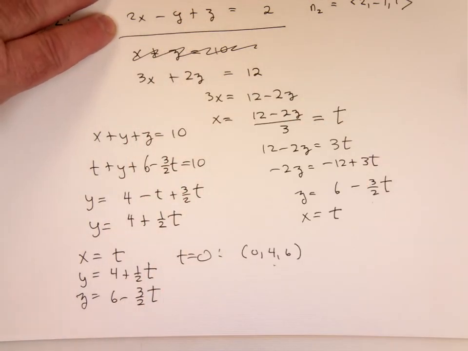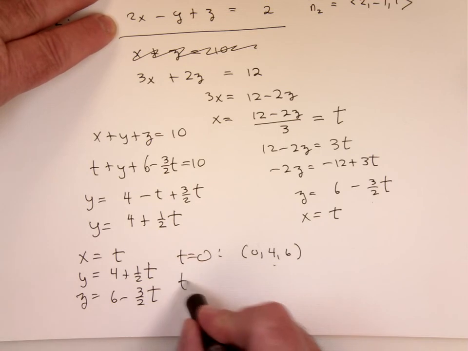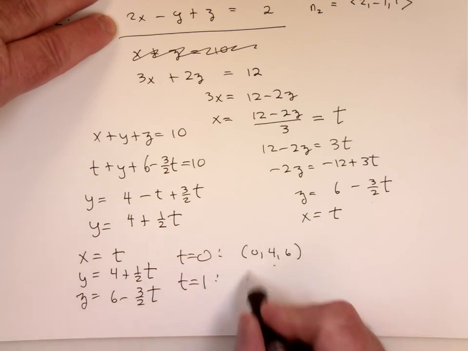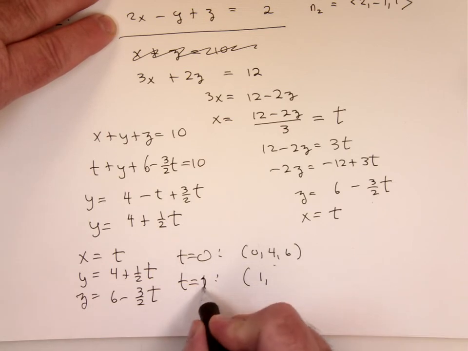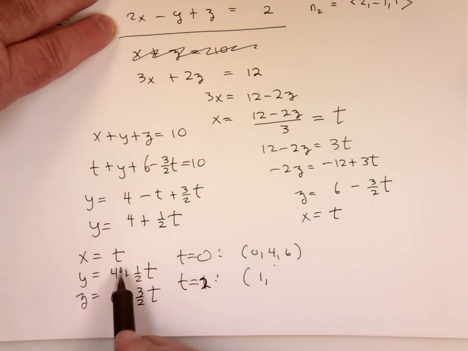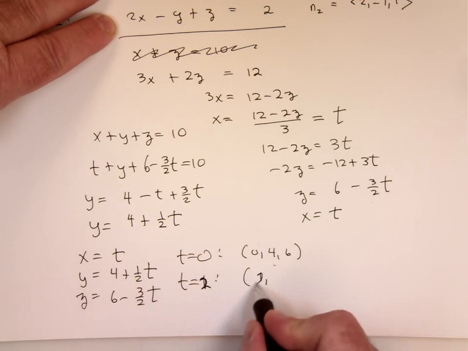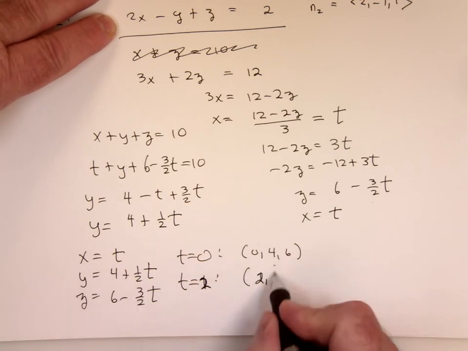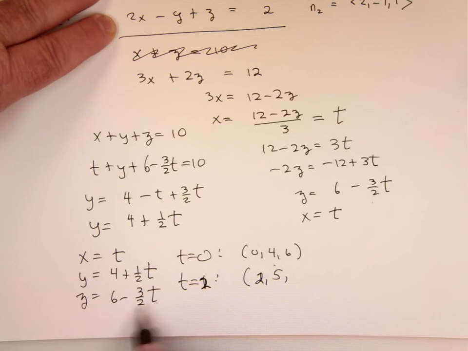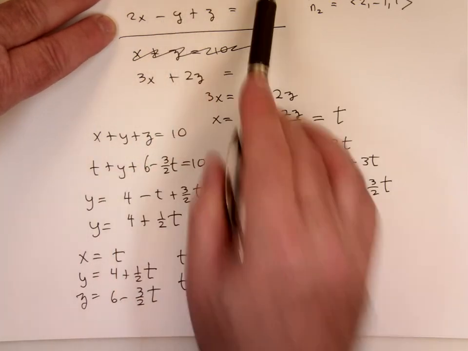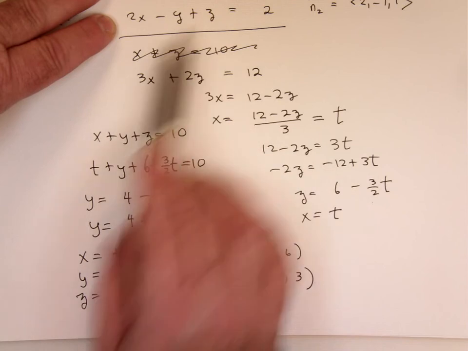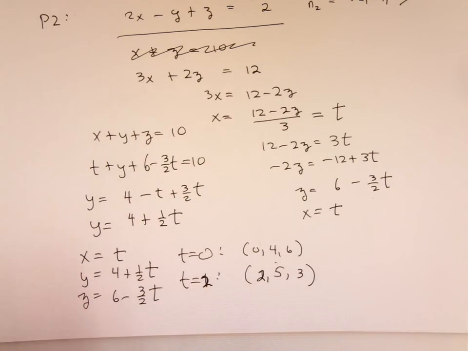Take another point on this line. T equals 1, I get the point 1... Ugh. I don't want that one. I want t equals 2. I don't want fractions here. So x is 2, y is 5, and z is 3. That's another point on the line. Verify that. 2, 5, 3. Yes, 10. And every point on the line is on both planes, showing that that line is the line of intersection.